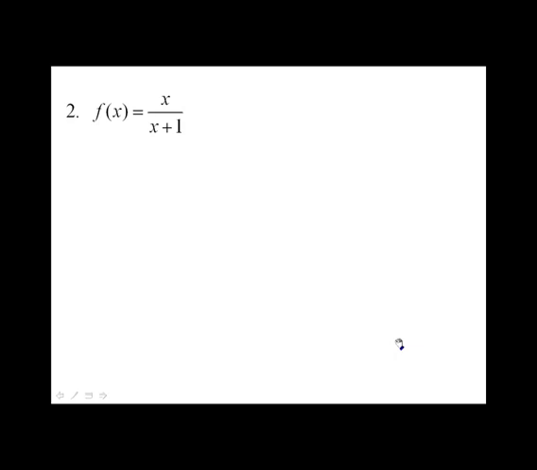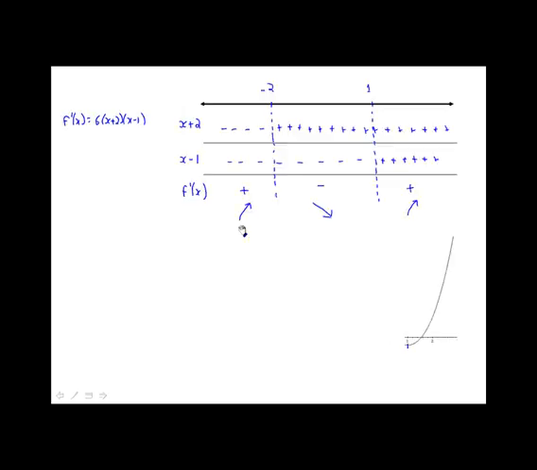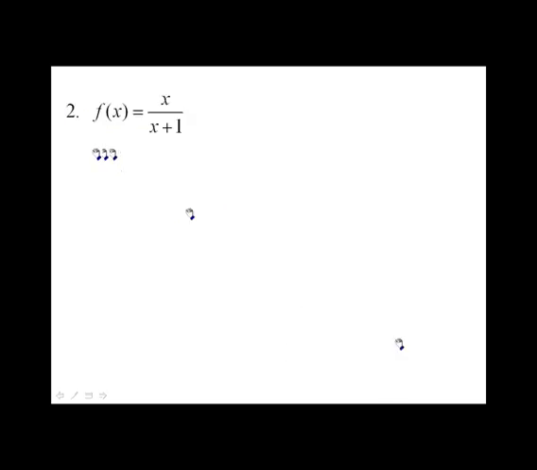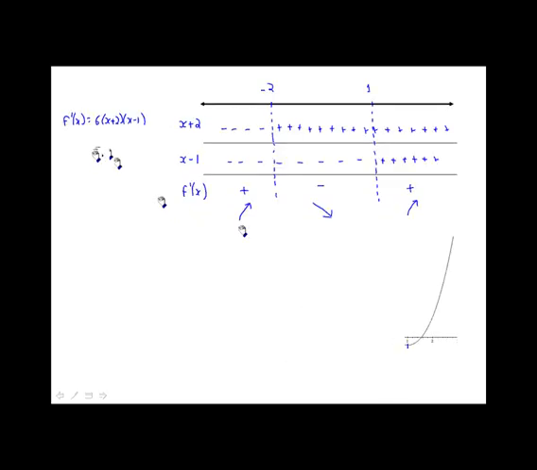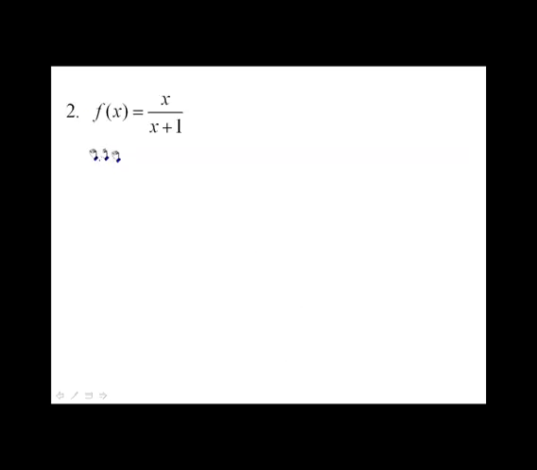Number 2. Here we have x over x plus 1. Now this is going to be more complicated to differentiate. I'm going to recommend the quotient rule. So I would go u is equal to x, so u prime is equal to 1. And by the way, as always, stop me at any time and solve this question on your own. v is equal to x plus 1, so v prime is equal to 1. And y prime with the quotient rule is equal to u prime v minus u v prime all over v squared.